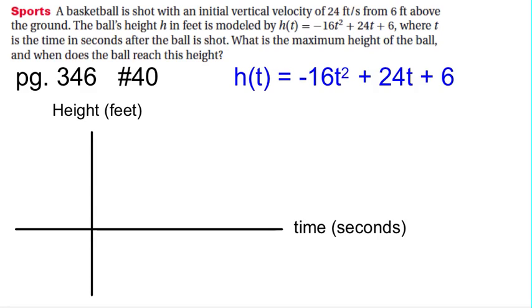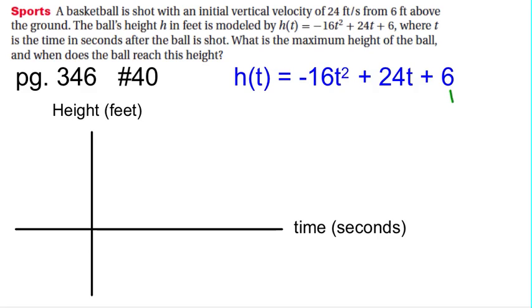And the ball's height in feet is modeled by this function in the blue, where t is the time in seconds after the ball has been shot. What is the maximum height of the ball, and when does it reach its maximum height? This is from page 346 in an Algebra 2 textbook. So this is the function we're working with.